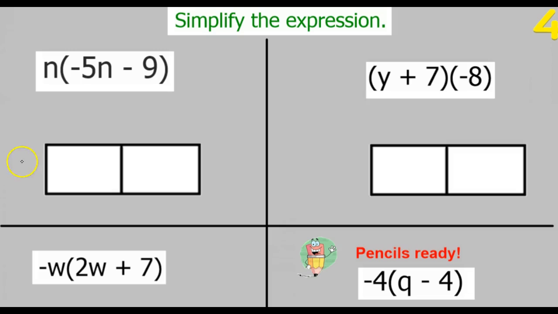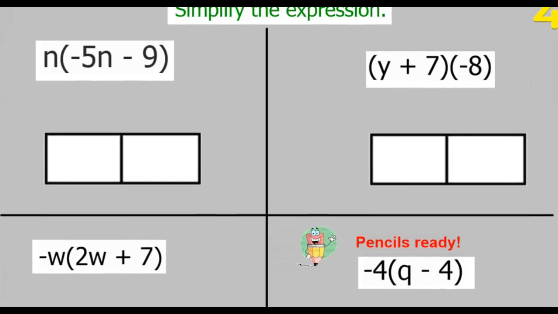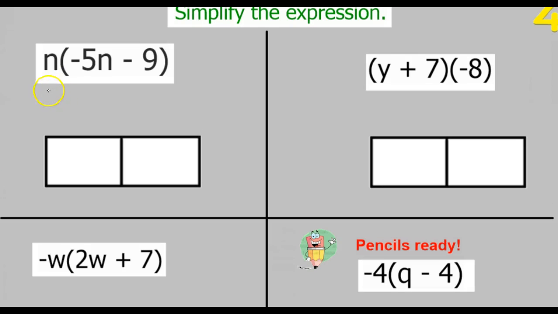Alright, let's do a little bit more practice with these. So here I have an n outside, so I have a variable. Then on top I have negative 5n minus 9. Now, how do we multiply this? Well, if I just have a letter, I know I can put a 1 there. So I know I can do 1 times negative 5. That's my first step.